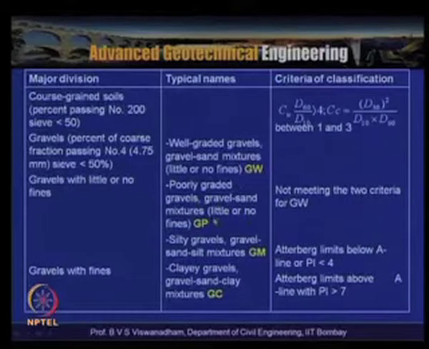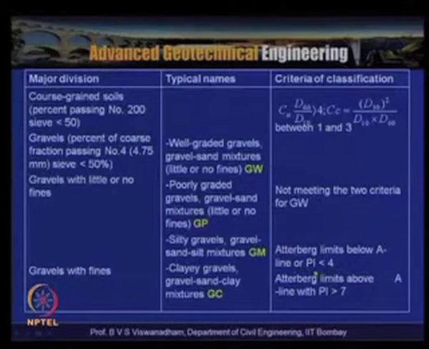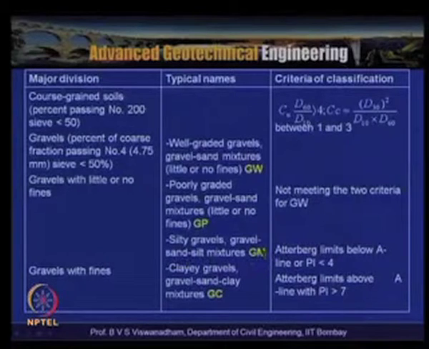Similarly, poorly graded gravels, or gravel sand mixtures with little or no fines, are indicated as GP. Here the gravel has almost uniform size particles, so that is grouped as GP. Similarly, with Atterberg limits below the A line and PI less than 4, these are silty gravels, gravel and sand silt mixtures. If I have a silt which is blended with gravel, then it is indicated as GM. Similarly, gravels with fines having plasticity index more than 7 and Atterberg limits above the A line are indicated as GC. So with the gravel soils, we have seen GW, GP, GM and GC.